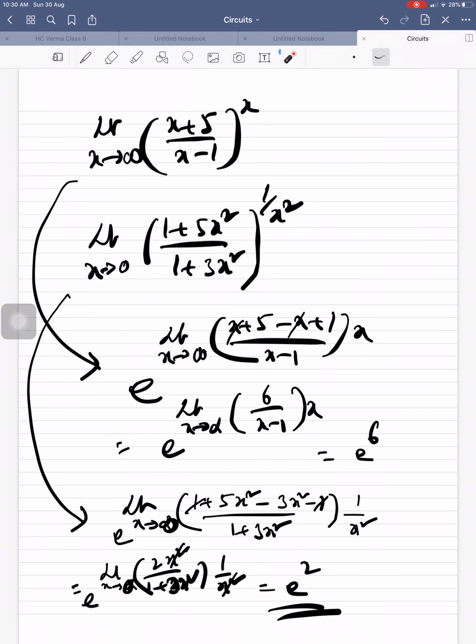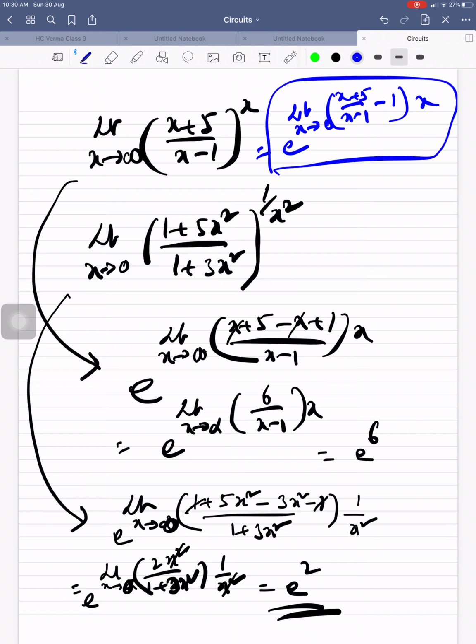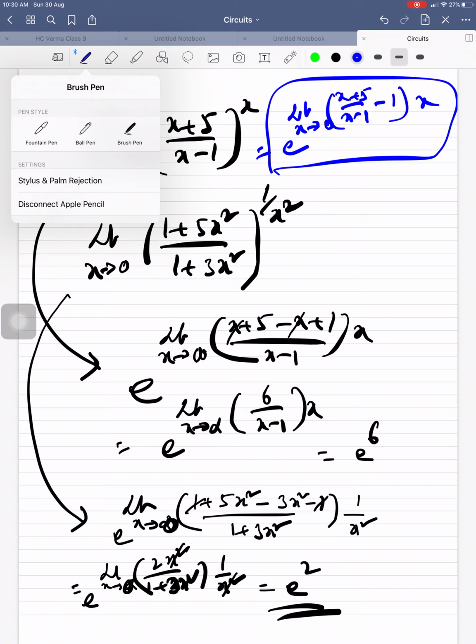Now, limit x tends to 0, x plus 5 by x minus 1 whole power x, equal to how much? E power 6. Whenever x power x comes, then e power. Simple, I'll write here: e power limit x tends to 0, x plus 5 by x minus 1 minus 1, into x. That's it. Just remember. Okay.